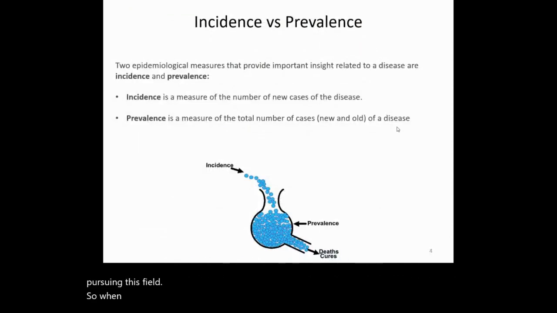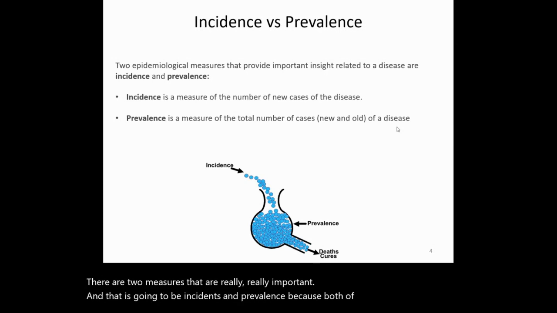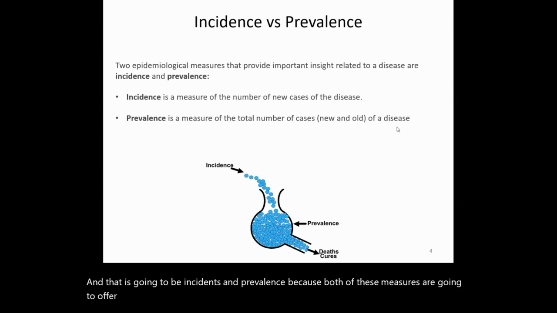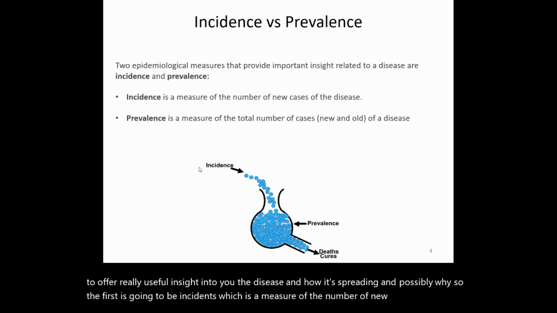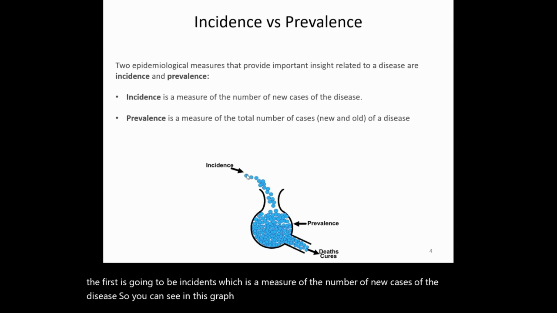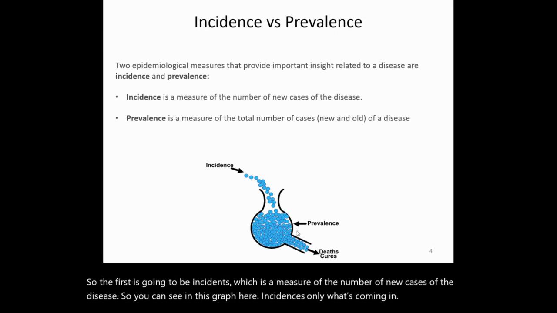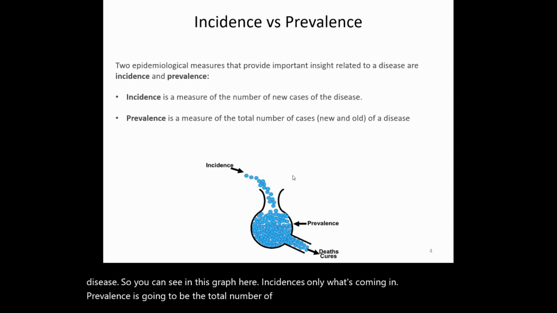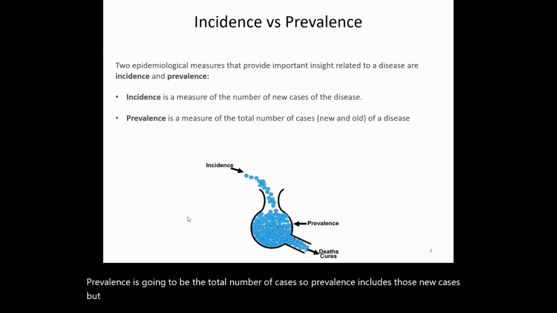So when it comes to epidemiology, there are two measures that are really important, and that is going to be incidence and prevalence, because both of these measures are going to offer really useful insight into the disease and how it's spreading and possibly why. So the first is going to be incidence, which is a measure of the number of new cases of the disease. So you can see in this graph here, incidence is only what's coming in. Prevalence is going to be the total number of cases. So prevalence includes those new cases, but also the old cases.